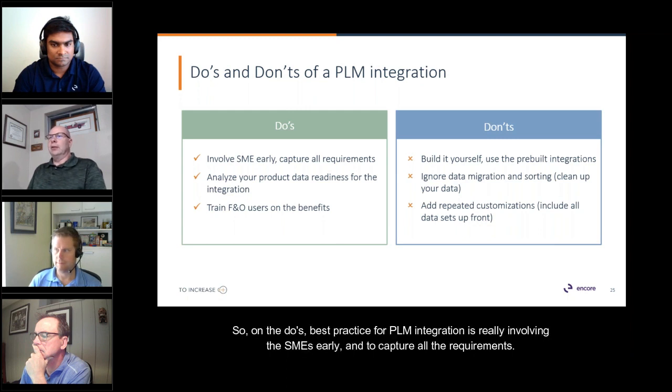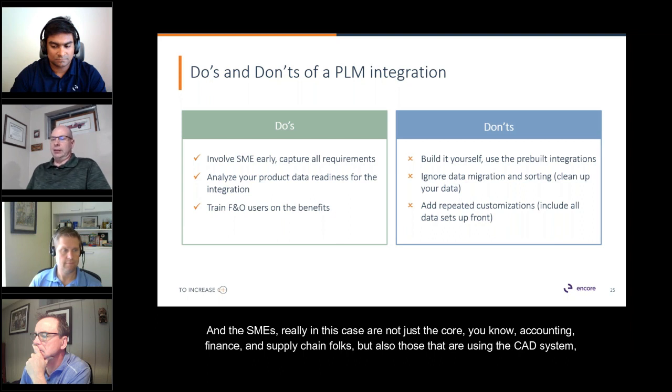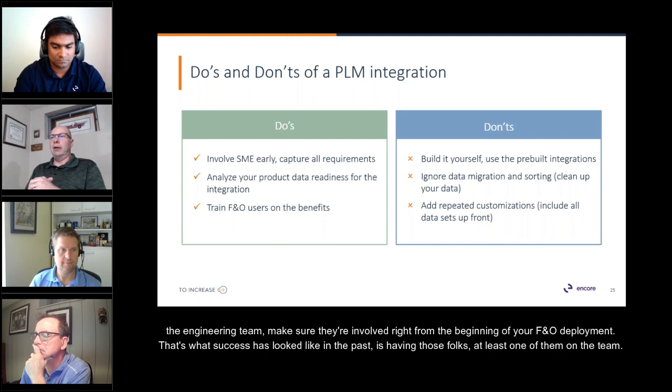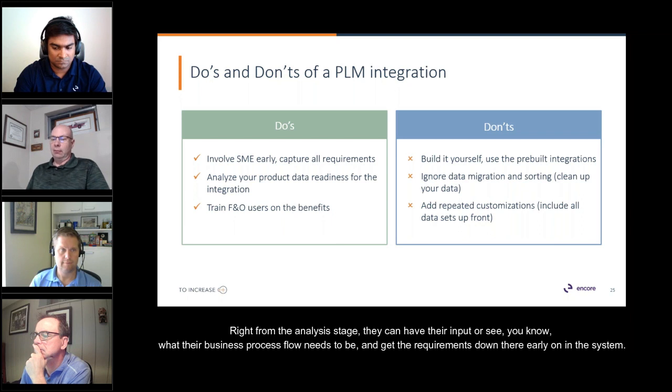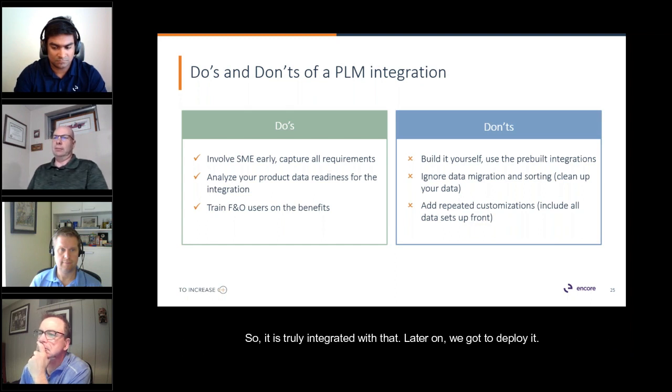So on the do's, best practice for PLM integration is really involving the SMEs early to capture all the requirements, and the SMEs in this case are not just the core accounting, finance, and supply chain folks, but also those using the CAD system, the engineering team. Make sure they're involved right from the beginning of your F&O deployment. That's what success has looked like in the past: having at least one of them on the team right from the analysis stage. They can have their input or see what their business process flow needs to be, and get their requirements down early on in the system, because it is truly integrated, later on when we go to deploy it.